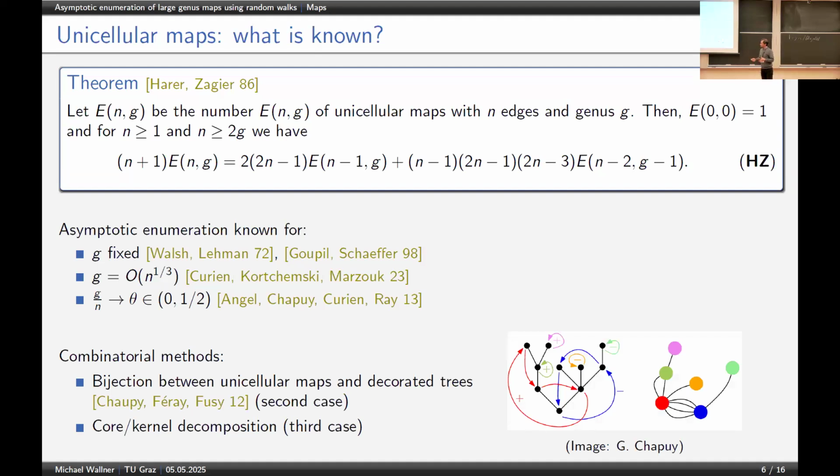What has been used before is basically the combinatorics of the problem. For unicellular maps, there's a lot of combinatorics, okay? As you've seen, there are trees in the simplest case. And there has been really beautiful work on bijections with other objects, for example bijections of unicellular maps with certain decorated trees, where you see an example here. We have a picture I borrowed from Guillaume Chapuis's work, where they decompose in a certain way.